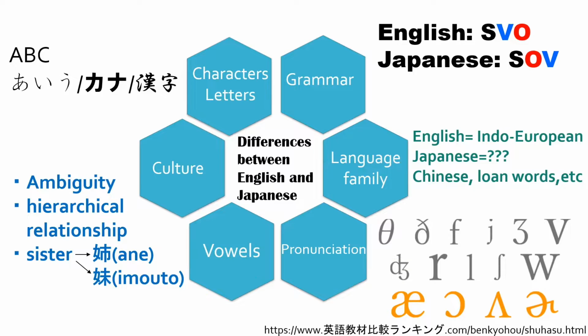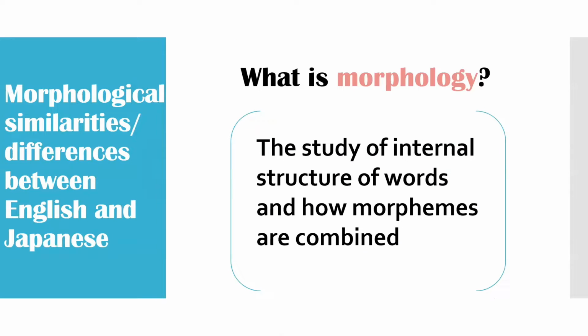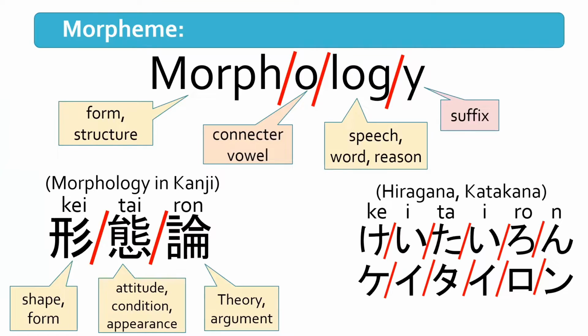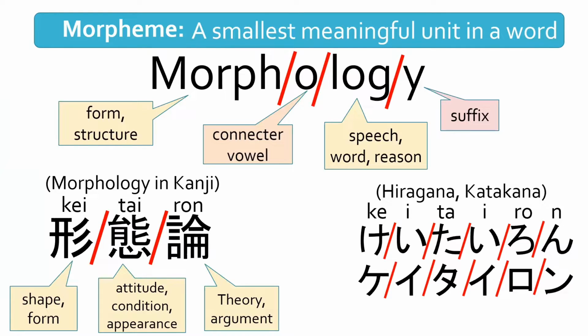From the next section, we'll explore English and Japanese from a morphological and syntactic point of view. Alright. Now I will talk about morphological similarities and differences between English and Japanese. But first things first, what is morphology? Do you know that? Morphology is the study of internal structure of words and how morphemes are combined. Okay, so what's a morpheme? A morpheme is the smallest unit in a language that has meaning.